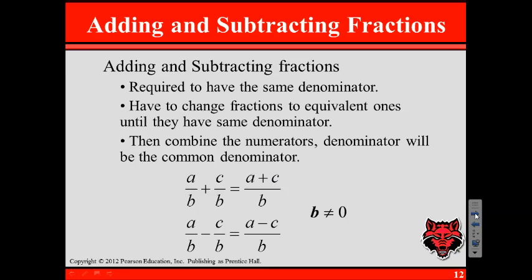Now for the last part of this section, we are going to add and subtract fractions. Before we can add and subtract any fractions, it is required that we have the same denominator. If for some reason we do not have 2 fractions with the same denominator, then we need to change, that's important, we have to change those fractions to equivalent forms until they do have the same denominator. Once we do that, we're going to combine the numerators, and the denominator will be the common denominator. The denominator will not add together. The denominator will not subtract. Once we have a common denominator, that will be the denominator for the result.